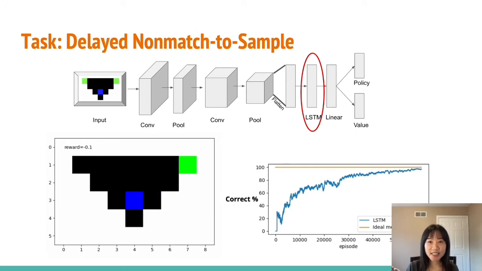So we simulated this task in a video game-like environment and trained an actor-critic network with a convolutional encoder and a recurrent controller on this task. We recorded the hidden states of the LSTM layer throughout training.